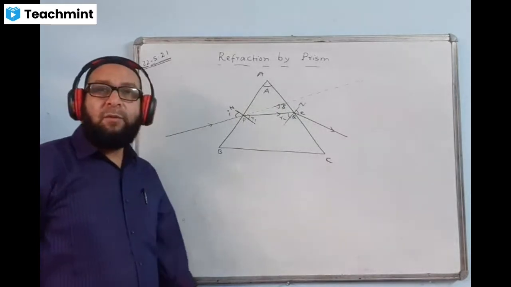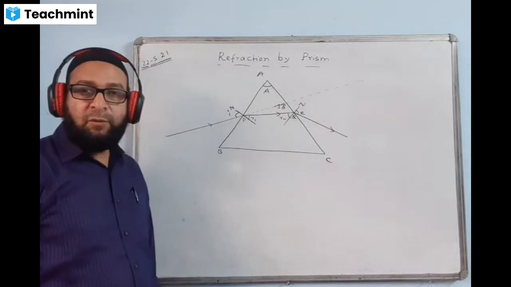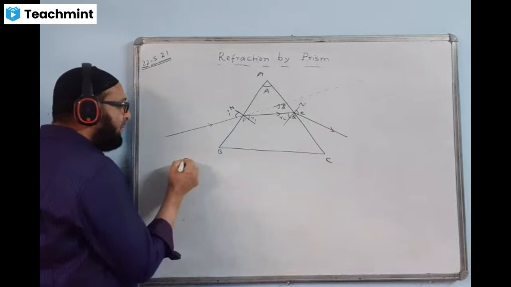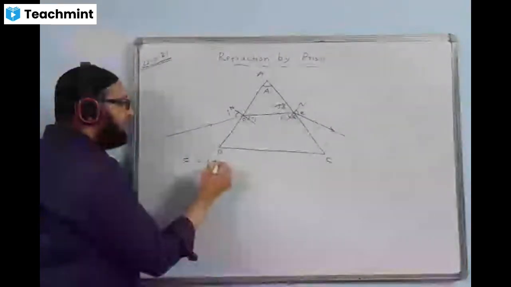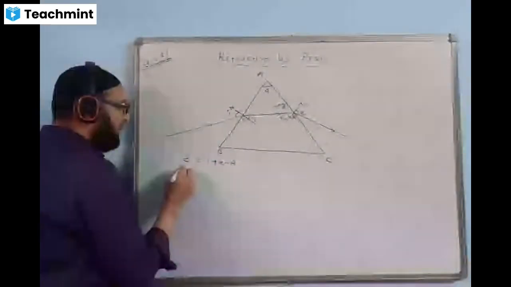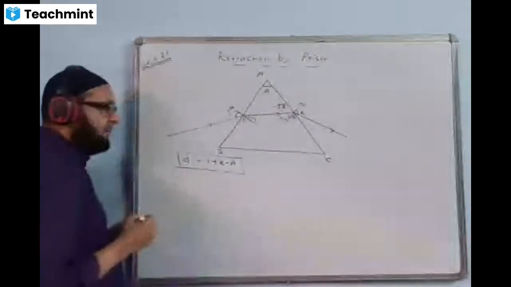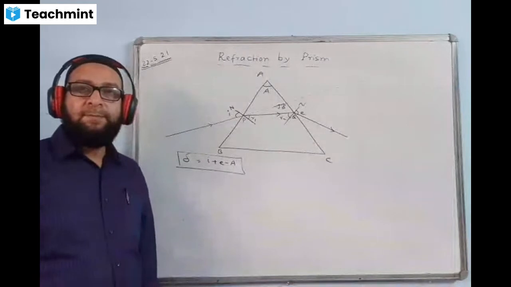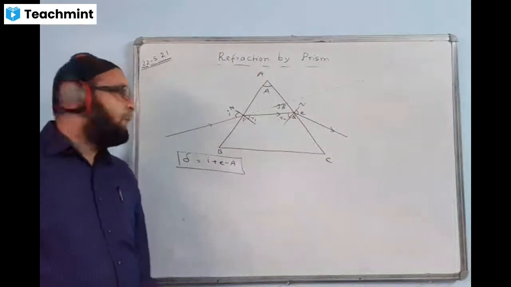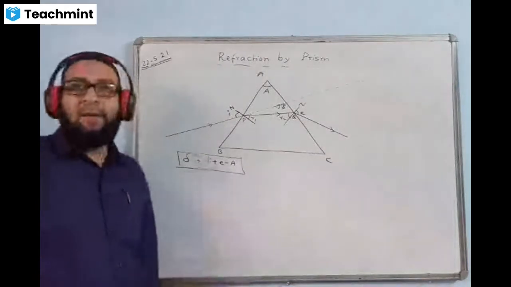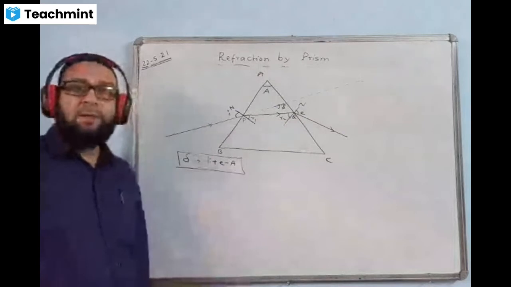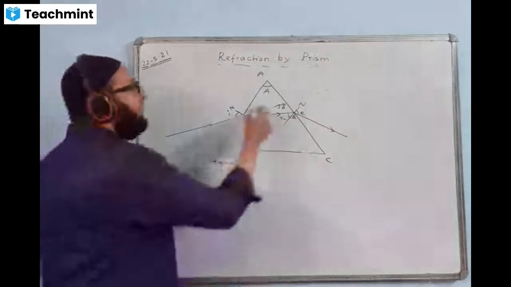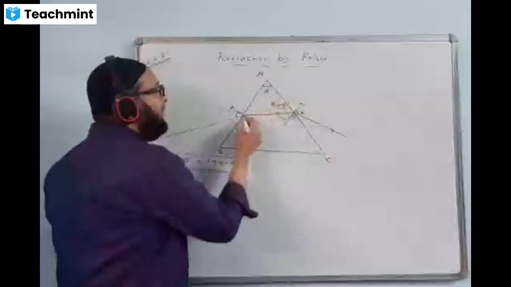Let us find the expression for the angle of deviation. We have the formula of angle of deviation: delta is equal to I plus E minus A. Now I'll prove this. Why do we have the formula delta is equal to I plus E minus A? Let us prove it. To prove it, we will refer to the small triangle here, PQR.